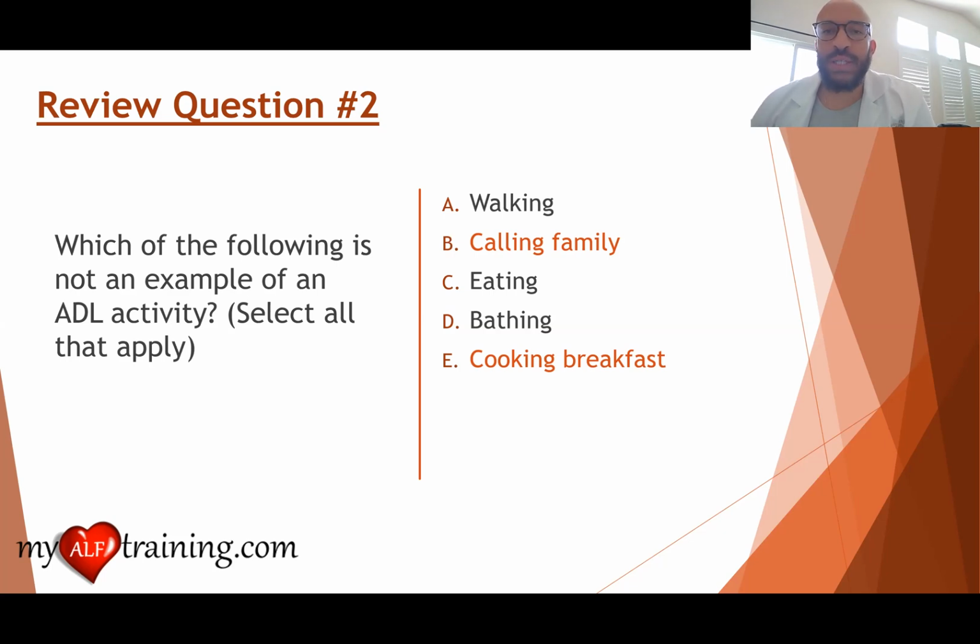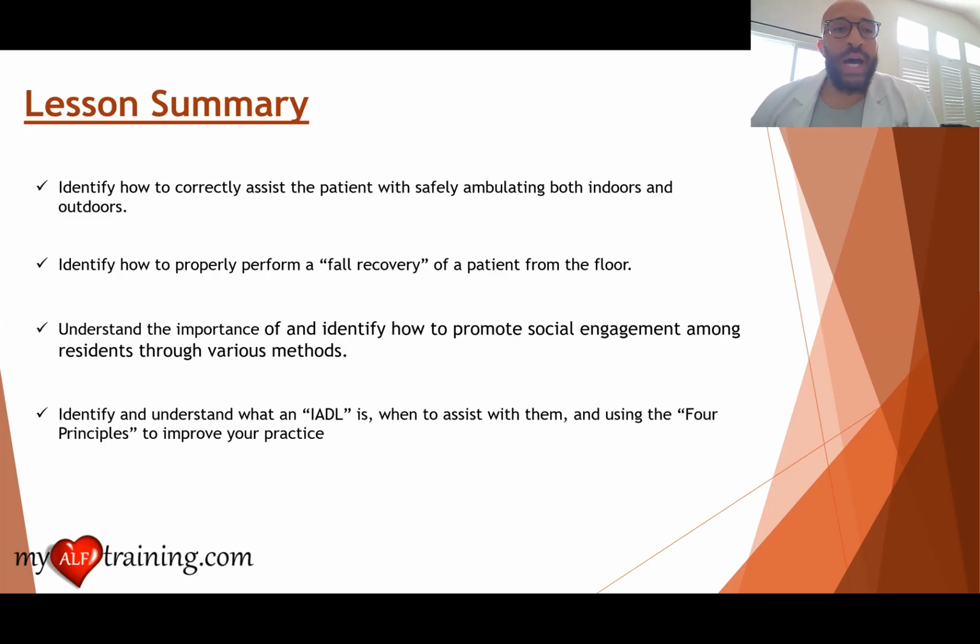So our lesson summary: identify how to correctly assist a patient with safely ambulating indoors and outdoors. We remembered shoes. We're going to remember a gait belt, check for medications, blood pressure, and we're going to plan out the route to make sure that there's enough stops for our patient in case they get short-winded or just want to take a break.